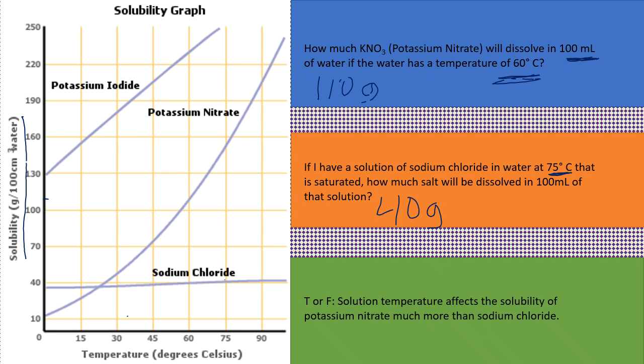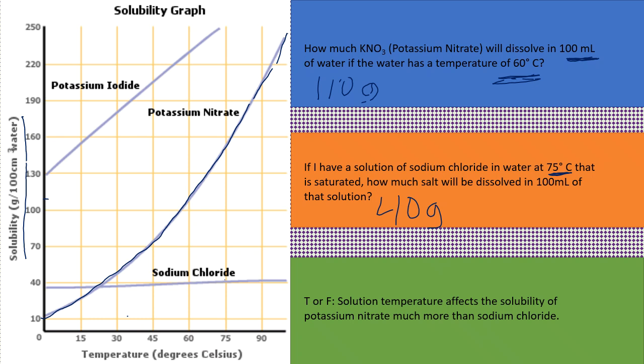Then our last question says, true or false? Solution temperature affects the solubility of potassium nitrate much more than sodium chloride. So what this question is asking is, which compound has a bigger difference in how much can be dissolved based on temperature? So let's look at our graph here. Let's consider potassium nitrate. We can see that this line right here is a very steep curve. Very steep curves generally indicate very much change on a graph.